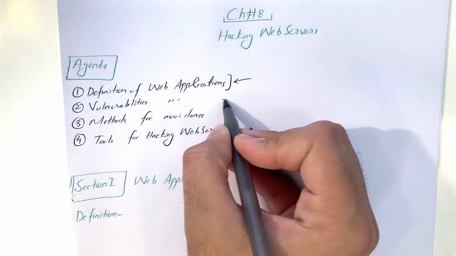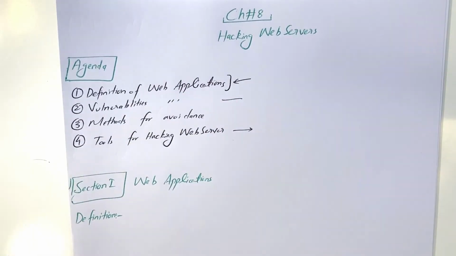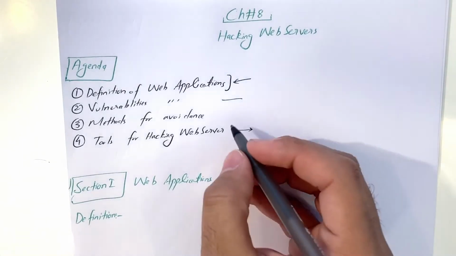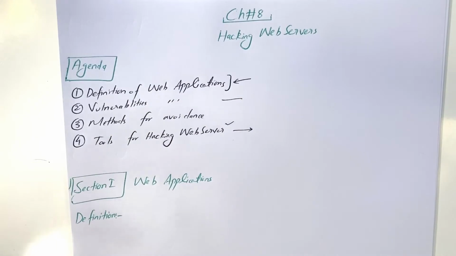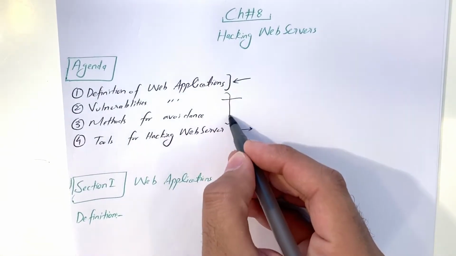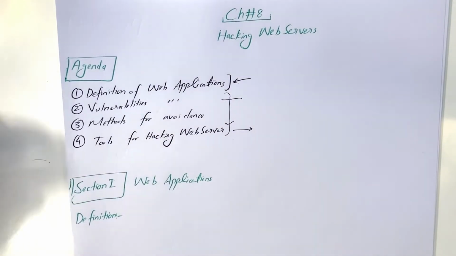As far as vulnerabilities are concerned, we will discuss 10 most common vulnerabilities identified by OWASP. We will discuss that in detail, and methods of avoidance, we will discuss them in detail. And the last agenda item is I'll just give you an introduction of the tools, but we will use those particular tools in our lab. So starting with today's agenda, which is definition of web application, these three agenda items will be discussed in part 2 in the next video.